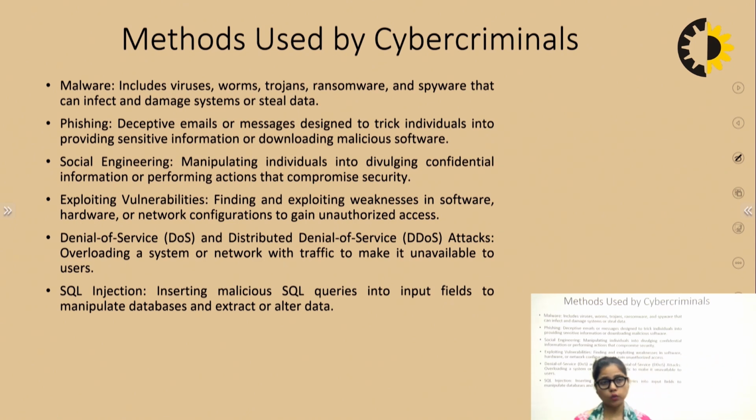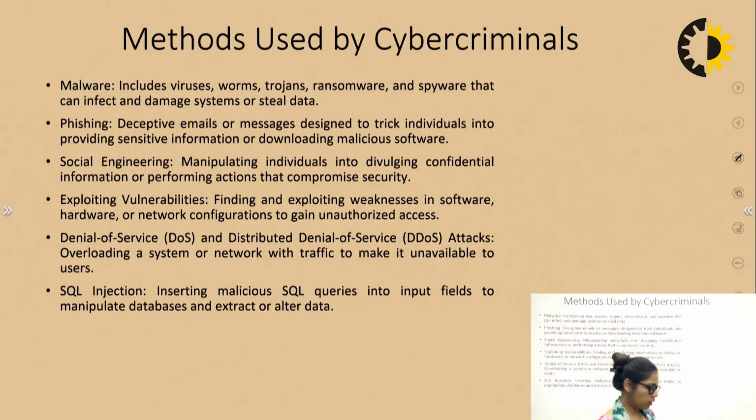Denial of service. I have already told what denial of service is. Basically, we have the first one, denial of service, and the second one, distributed denial of service. So the meaning is almost the same. The difference between denial of service and distributed denial of service is that in denial of service there is only one hacker that targets only one computer, but in distributed denial of service there are thousands of hackers targeting only one computer. Basically, overloading a system or network with traffic to make it unavailable to actual users. This is a basic difference.